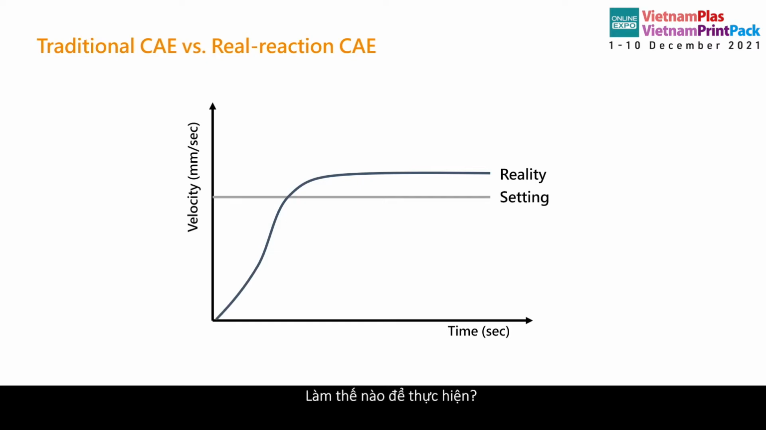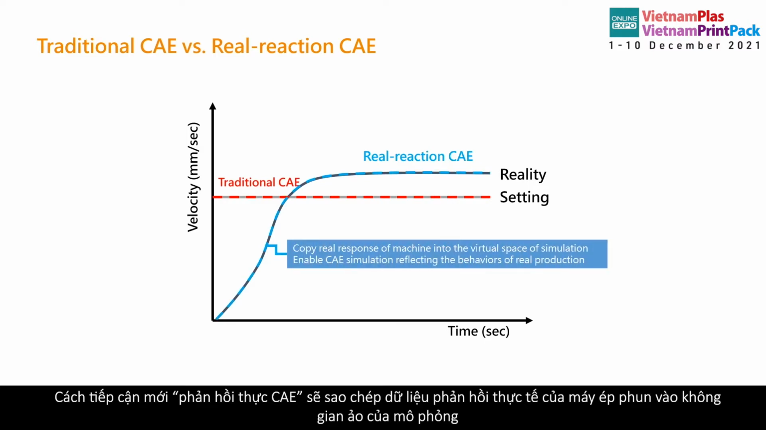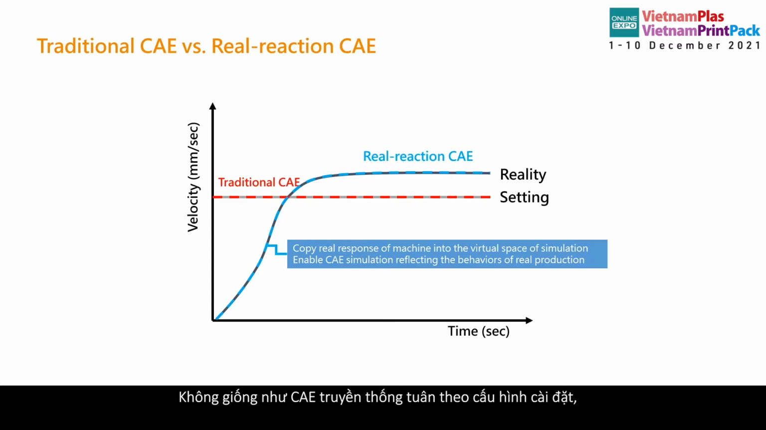The new approach is real reaction CAE. We copy the real response data of the injection molding machine into the virtual space of simulation. Then the CAE simulation will reflect the behavior of real production by considering real response data. Unlike traditional CAE, which follows the setting profile, real reaction CAE will follow the actual response curve of the molding machine.